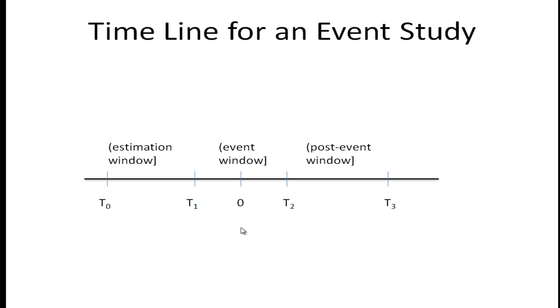And in order to do this, we need to have some estimation window. This is where we're going to estimate our parameters, okay? Or if we're using the market model, the alpha and the beta. And then we're going to be interested in what happens around this event window. And then we may also be interested in what happens post-event window.